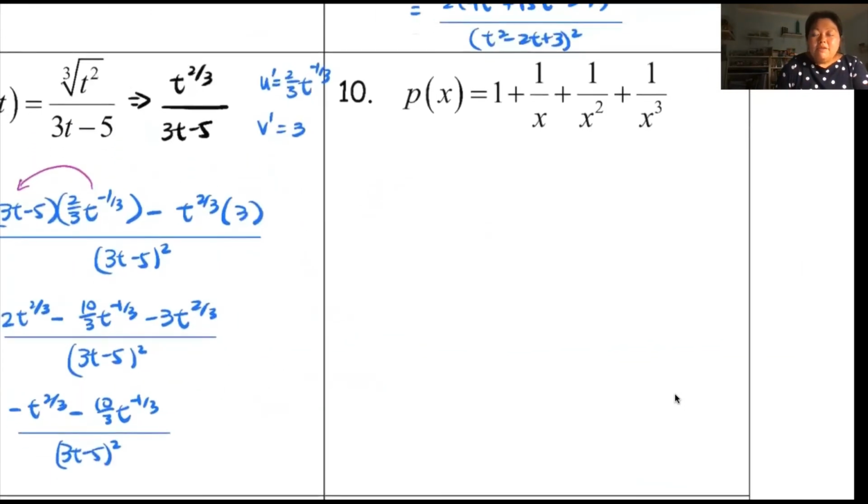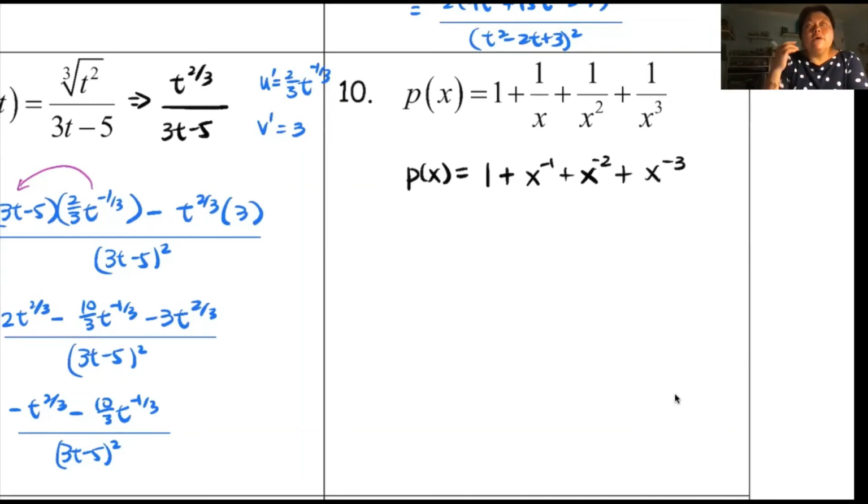All right, what about an equation like this? A fraction equation like this, what you want to do then is rewrite it. You always want to rewrite to be exponents. So 1 over x can be rewritten as x to the negative 1. 1 over x squared can be rewritten as x to the negative 2. And then x to the negative 3.